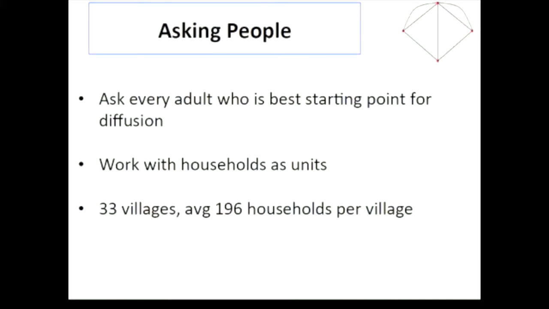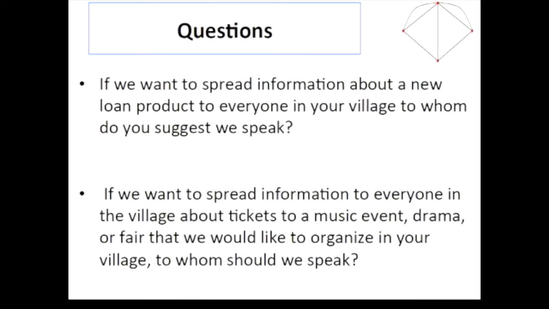So what we did is we asked each adult in the village, who's the best starting point for diffusion? We're again working with the households as units. Here we're going to work with a subset of 33 villages, again about 196 households per village. So we worked with a subset of the villages that we could survey more recently. These are the questions. If we want to spread information about a new loan product, who do we speak to? If we want to spread information about tickets to a new event, who do we speak to? We asked two different questions because we were worried maybe they thought loans were special and might act differently about that. So we also asked them about spreading information about an event or a fair and see if they answered differently.